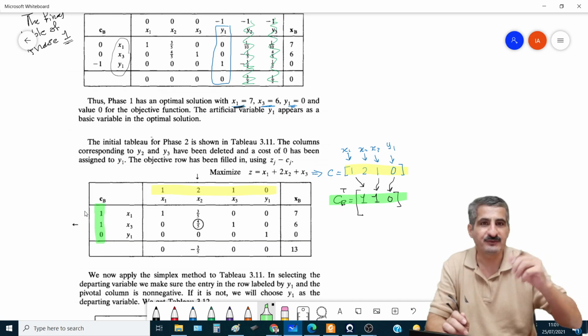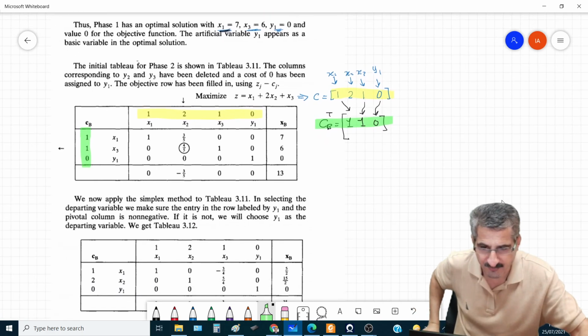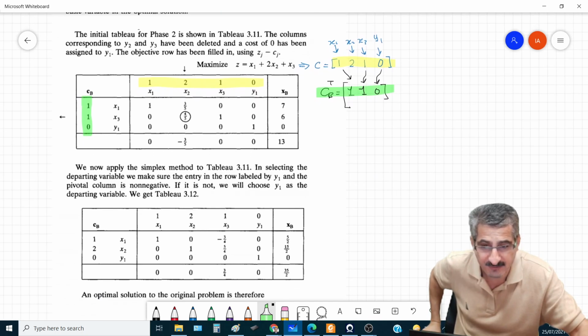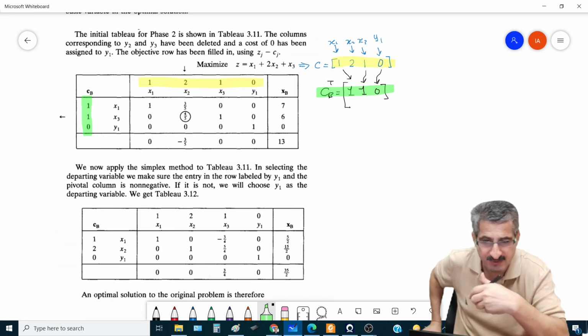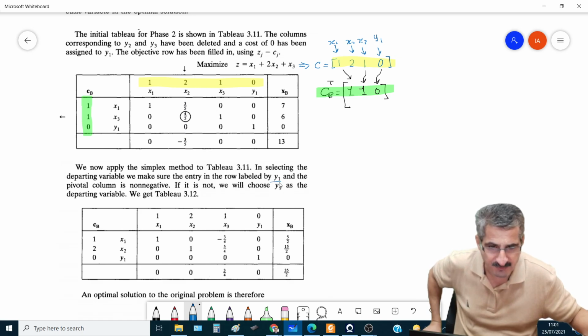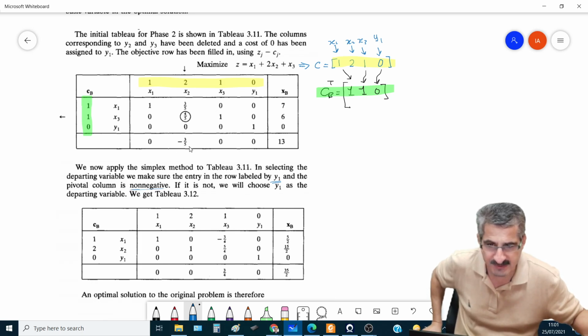Now the pivoting. As we have learned before, we apply the simplex method in selecting the departing variable. Now this is the idea. We make sure that the entry of the row labeled by y1 and the pivoted column is non-negative. So this is the pivoted column, right? And now the entry here is non-negative, so it stays.